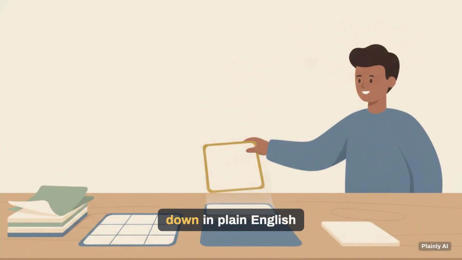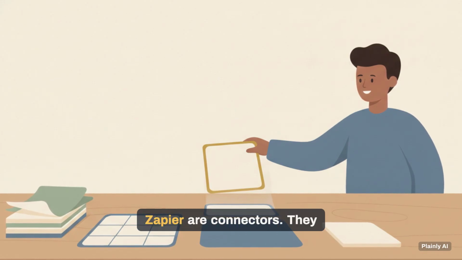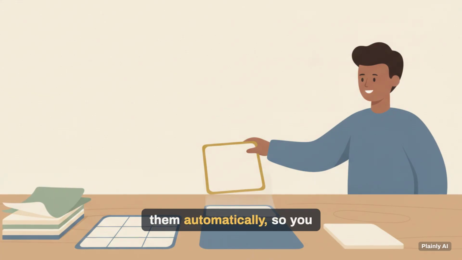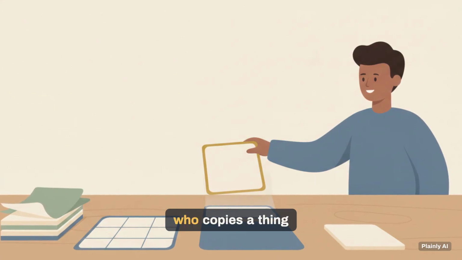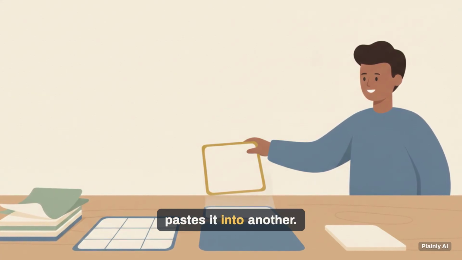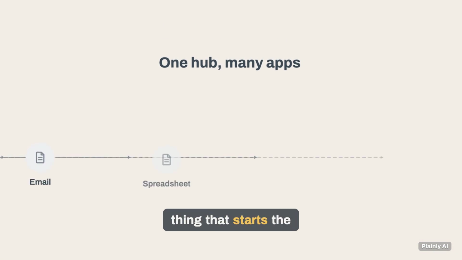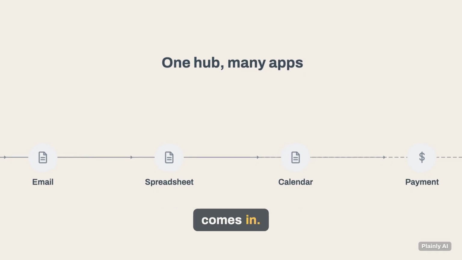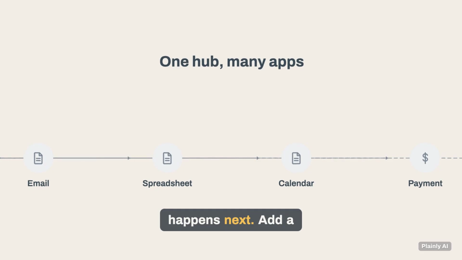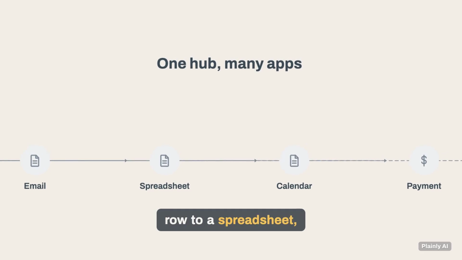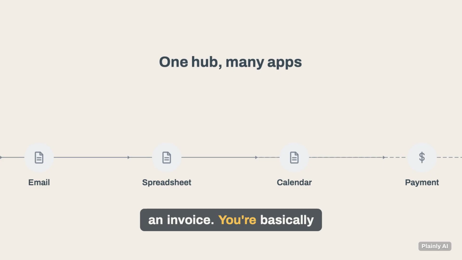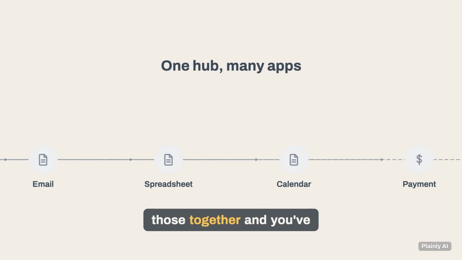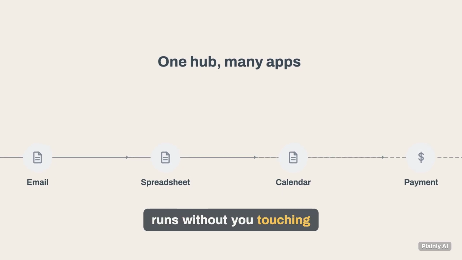Let's get the basics down in plain English first. Both Make and Zapier are connectors. They sit in the middle of all your apps and pass information between them automatically, so you stop being the human who copies a thing from one place and pastes it into another. A trigger is the thing that starts the automation. A new email lands, a form gets filled out, a payment comes in, and action is what happens next. Add a row to a spreadsheet, send a text, create an invoice. You're basically writing a sentence: when this happens, do that. String a few of those together and you've got a workflow that runs without you touching it.